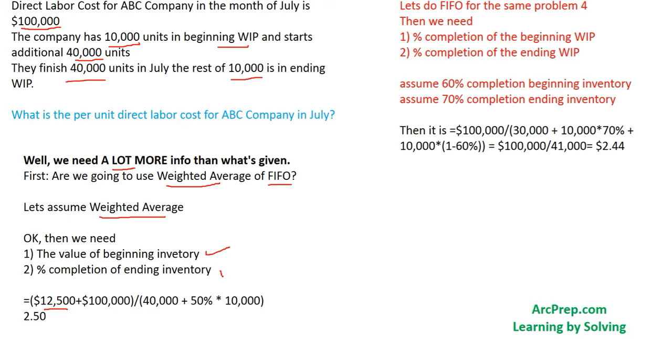And I need the percent completion of ending inventory. Why? Because at the end, I'm going to divide by the total number of units that are 100% complete. Weighted average literally averages the value of the work in process as well as what we are adding. 12,500 plus 100,000, divided by 40,000 units that are 100% complete and 5,000 units that are 100% complete, and we end up with 2.5 under the weighted average method.